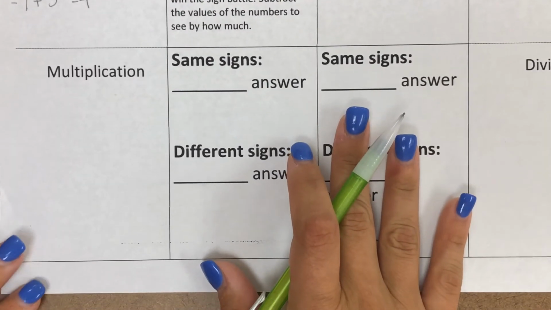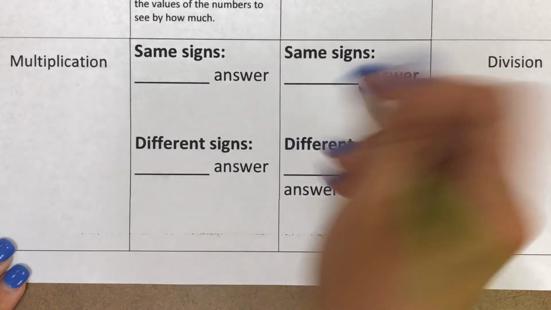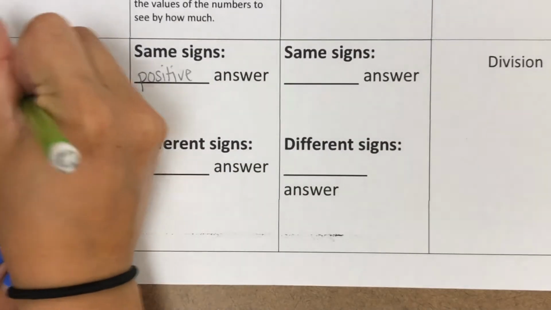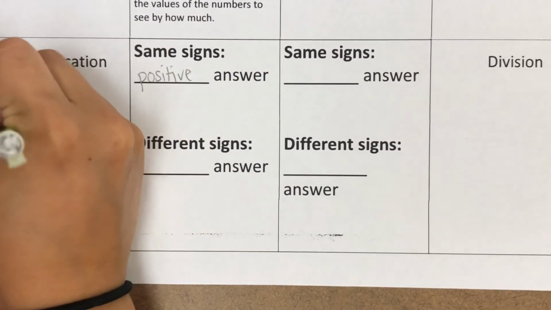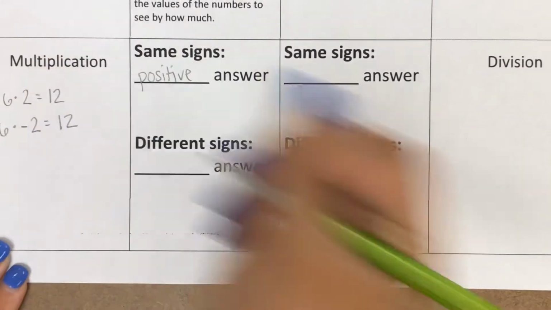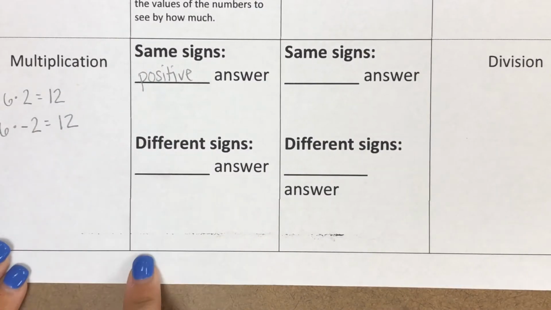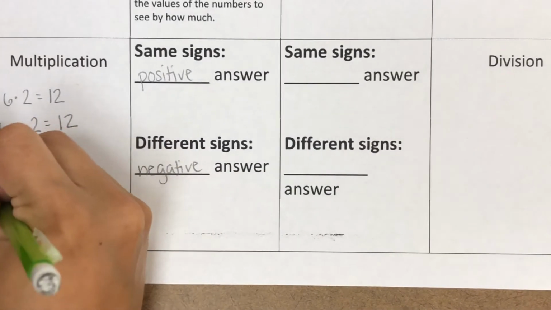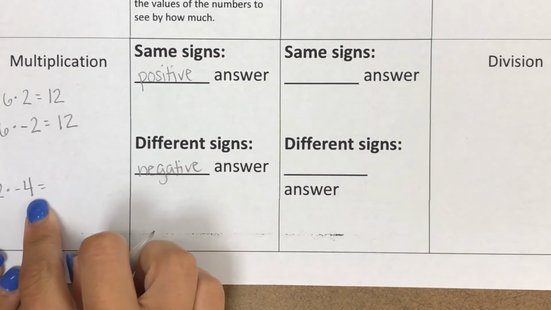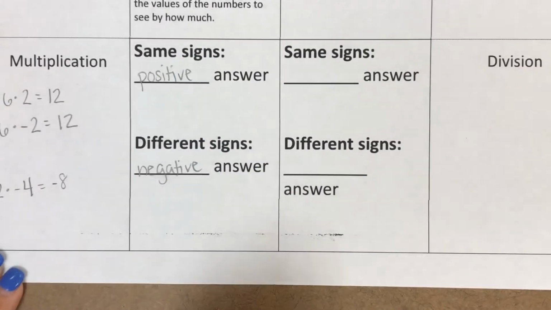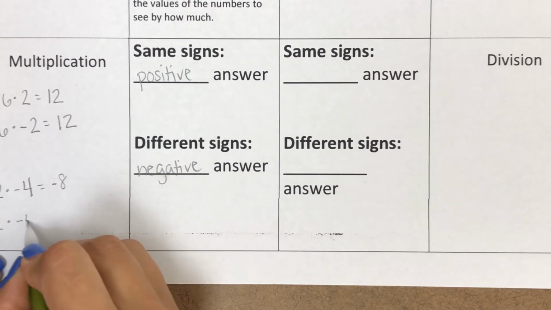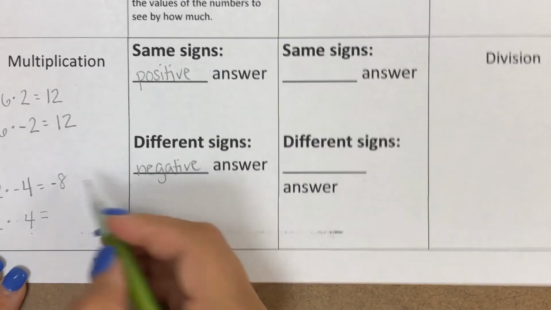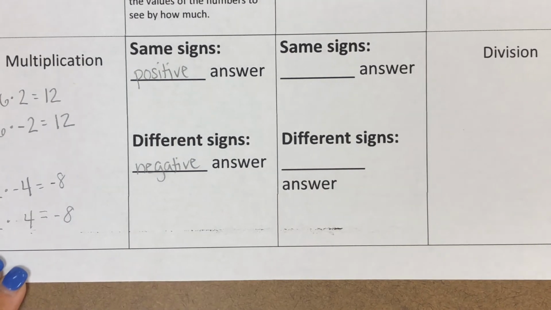Next, we have multiplication. So with multiplication, if they have the same sign, we end up with a positive answer. 6 times 2 equals +12, and -6 times -2 equals +12. Same sign, positive number. Different signs, negative answer. So for example, we did 2 times -4. Notice +2, -4, we would end up with -8. Or if we switched it, -2 times 4, they're different signs, so it's negative, and then 2 times 4 gives us 8.